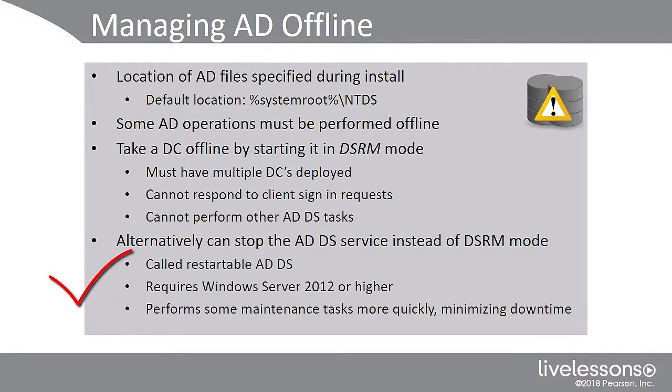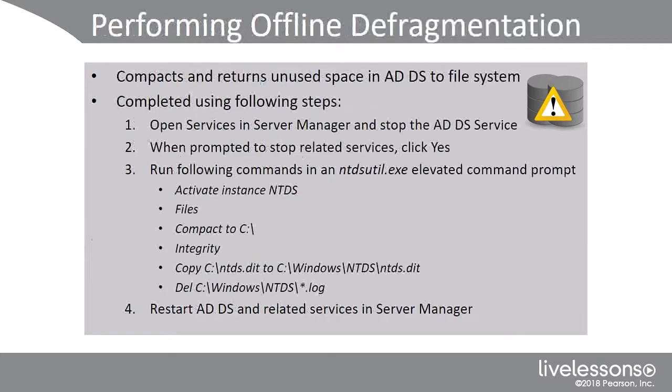Alternatively, we can stop the AD DS service instead of starting it in DSRM mode. This is called restartable AD DS, and that was introduced in Windows Server 2012. And the benefit of this, we can perform tasks much more quickly, and it minimizes the downtime. And one of the tasks that we're going to perform after taking AD offline is called offline defragmentation.